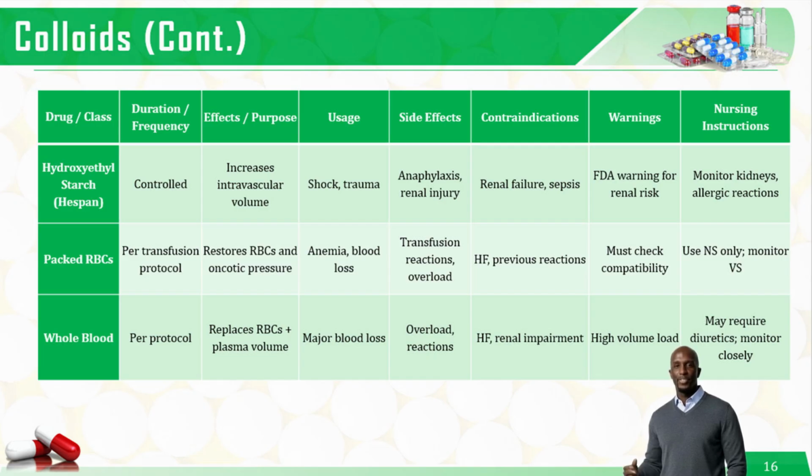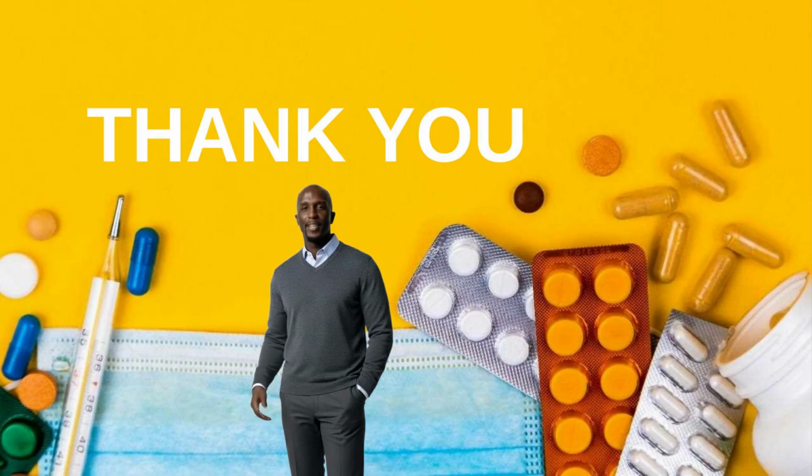Packed red blood cells restore red blood cells and oncotic pressure, crucial for anemia and blood loss, but require compatibility checks. Whole blood replaces red blood cells and plasma, essential for major blood loss, but may cause overload, necessitating diuretics and close monitoring.